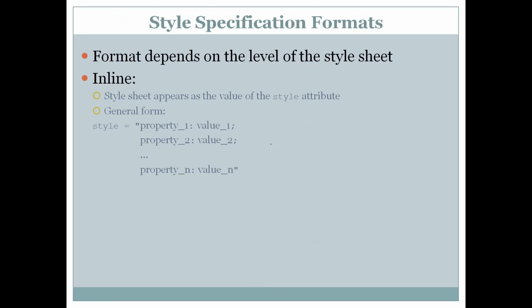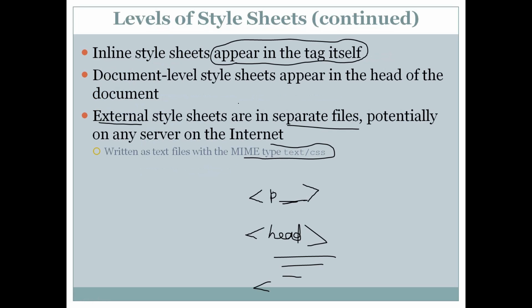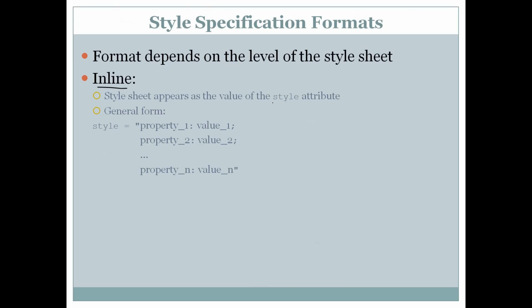Okay, let us go through the formats of each of these style sheets. Now the format of the style sheet depends on the level of style sheet which is used. The format of all the three levels of style sheet is not the same, it is a bit different. So, the format of inline style sheet: how inline style sheets are included. Style sheet appears as a value of the style attribute. In case of inline style sheet, it appears as a value of style attribute. The format is given here.